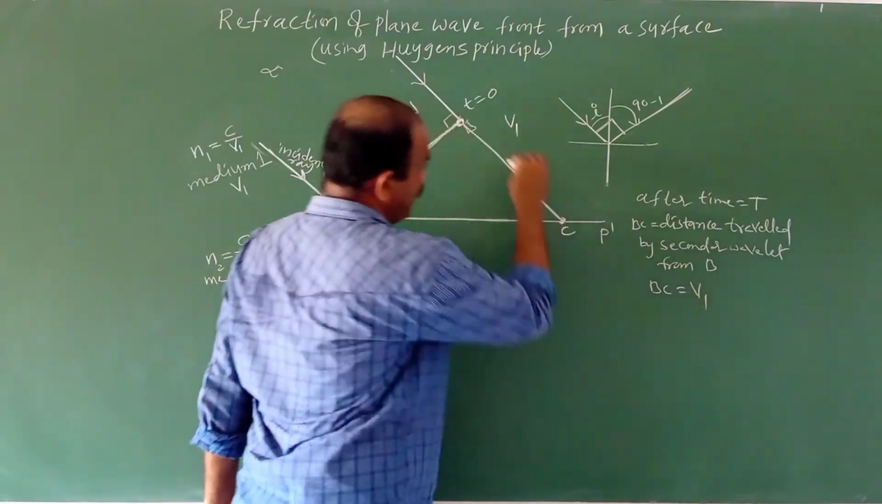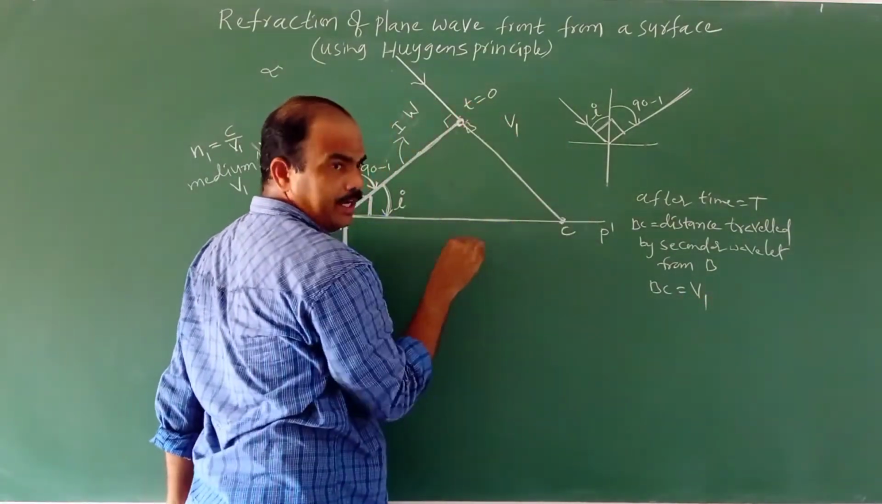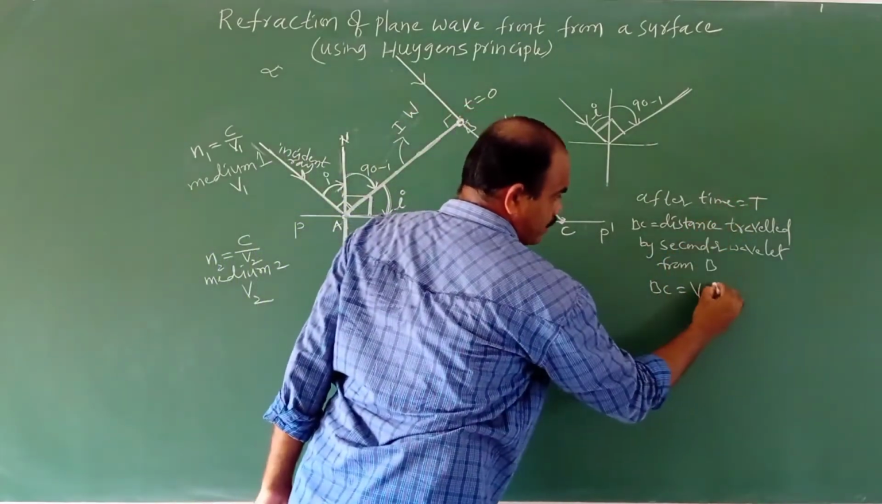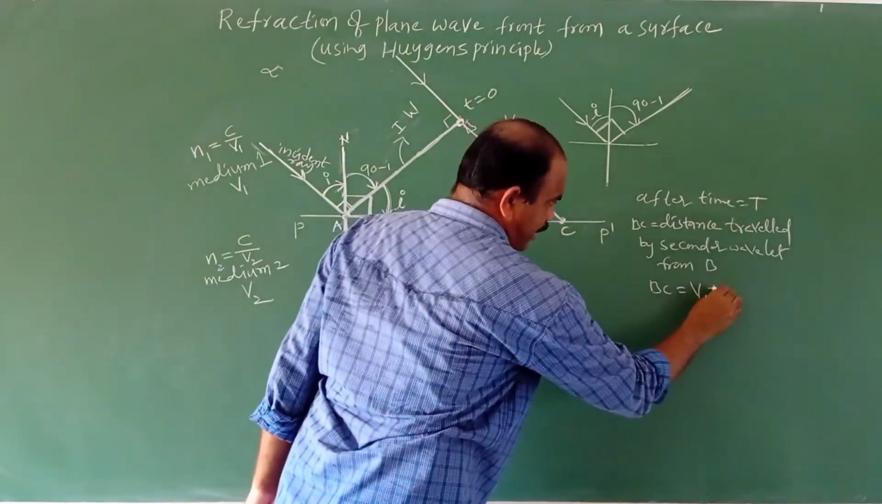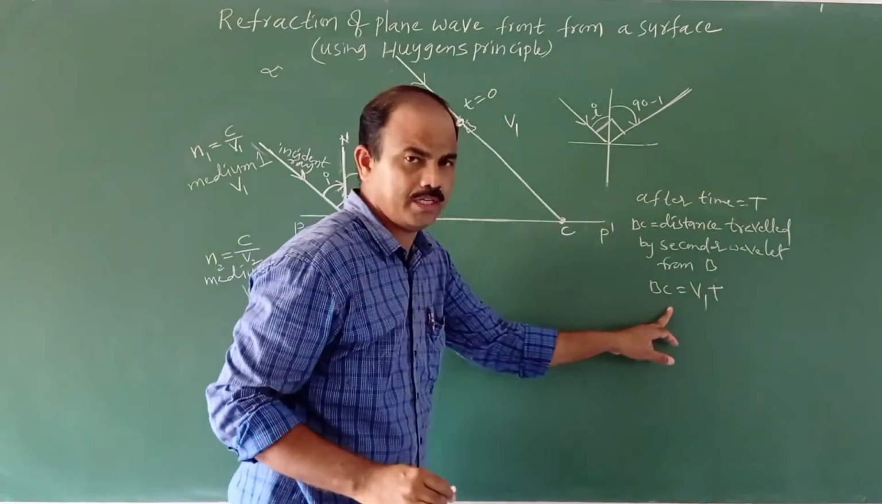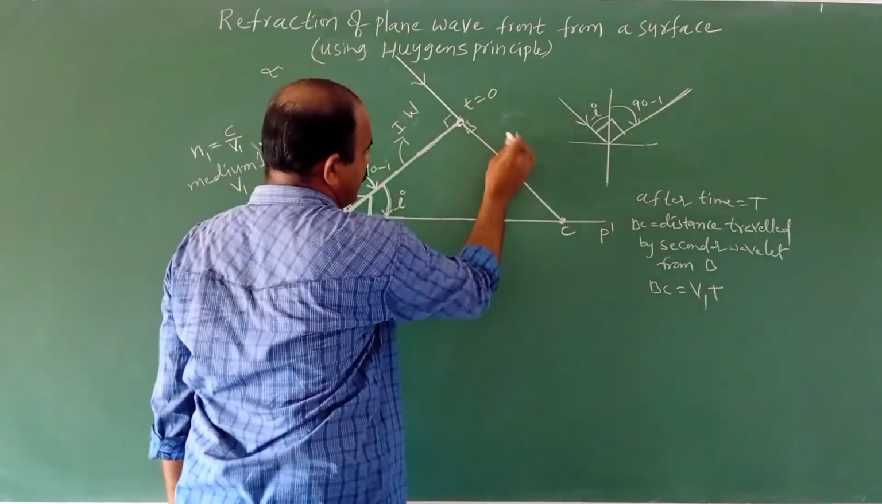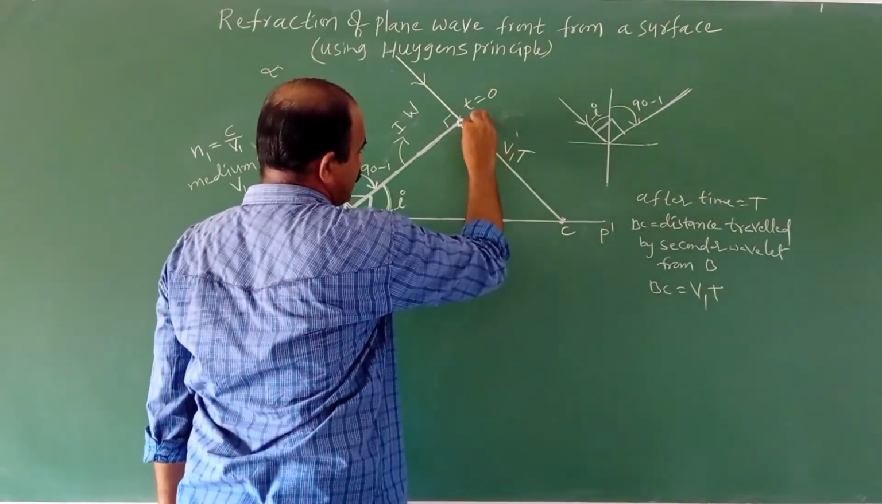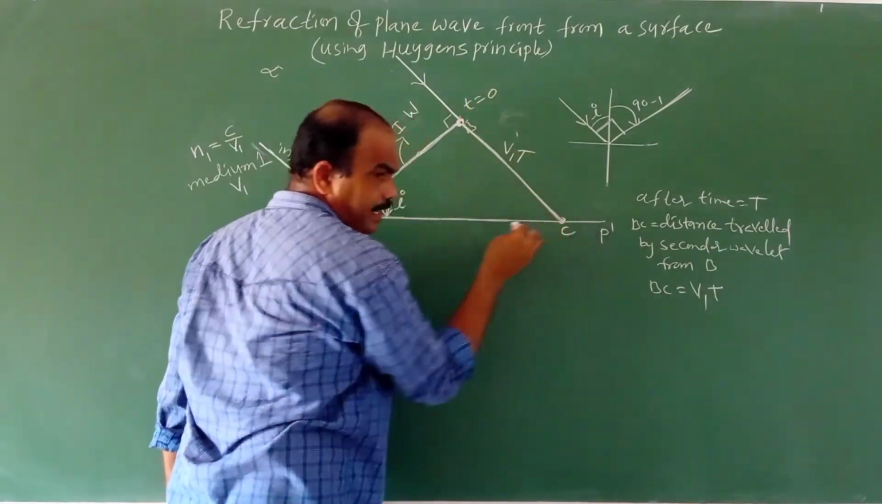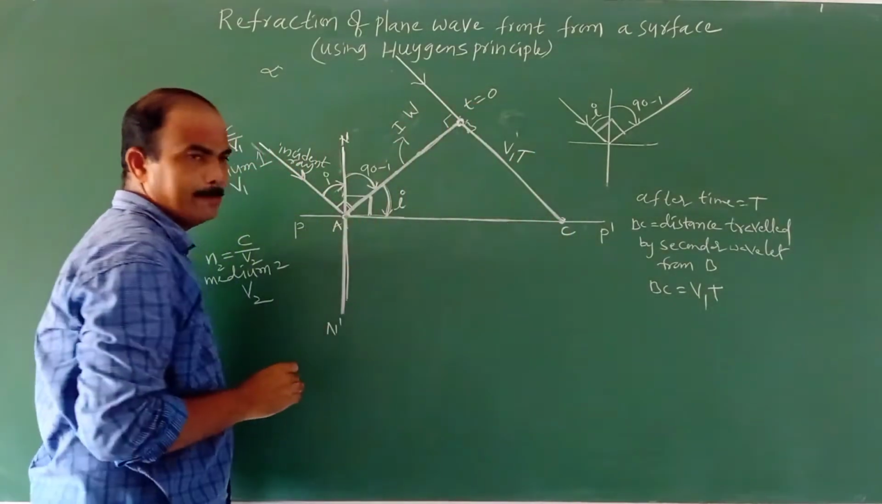And how much time is taken to reach the point C? It will take time t. So the distance traveled by this secondary wavelet, BC, is equal to v1t. So this is the BC distance traveled by the secondary wavelet which is coming from B.